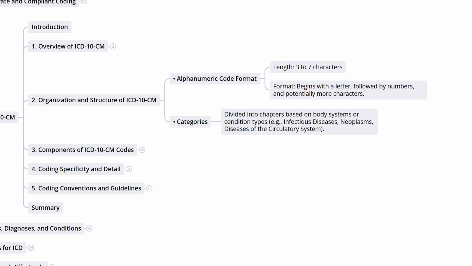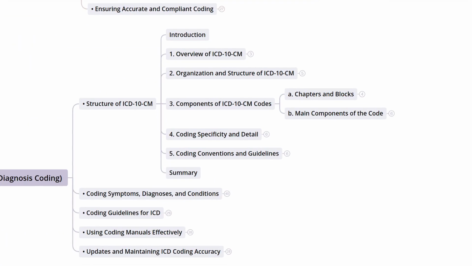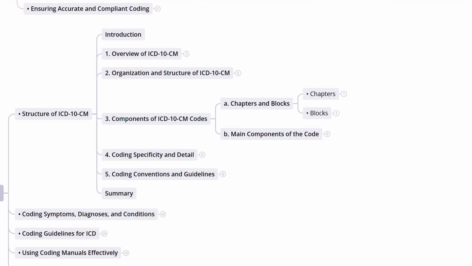Categories: it is divided into chapters based on body systems or conditions. Examples: infectious diseases, neoplasms, diseases of circulatory system, and so on. Next, components of ICD-10 CM. Chapters and blocks.